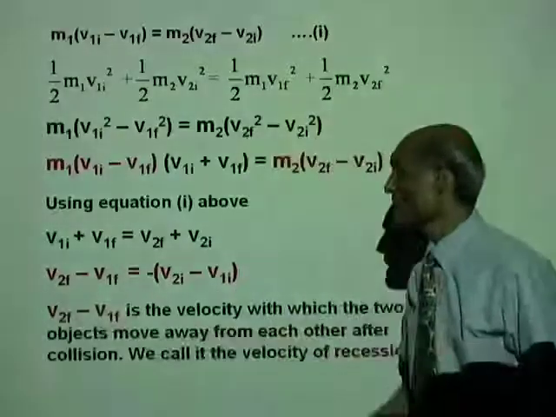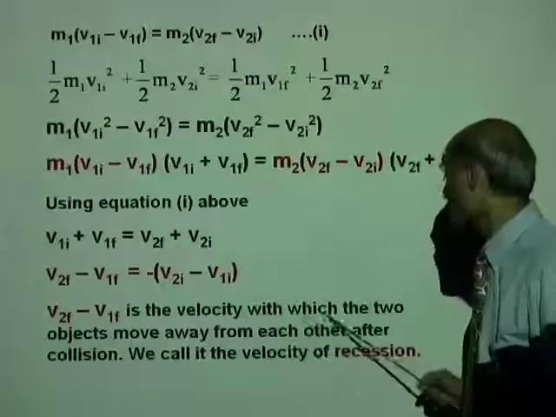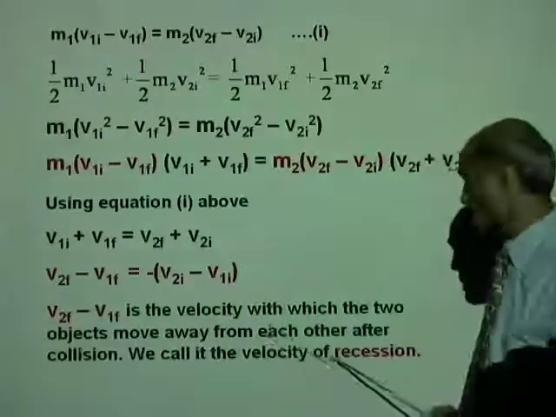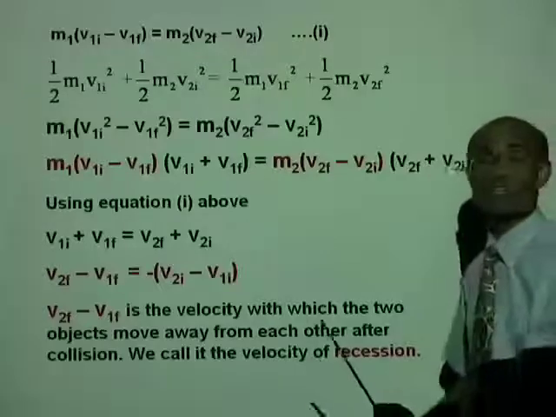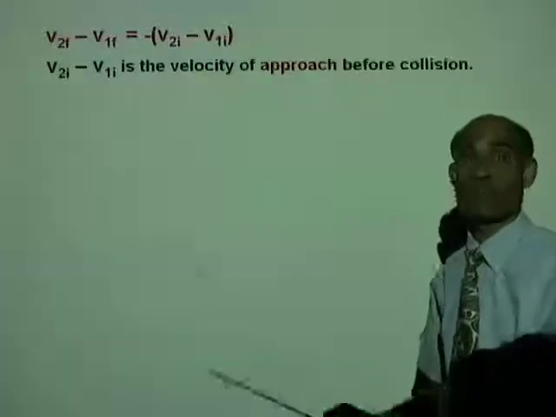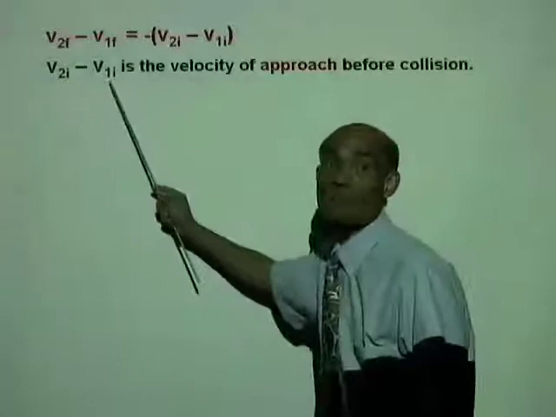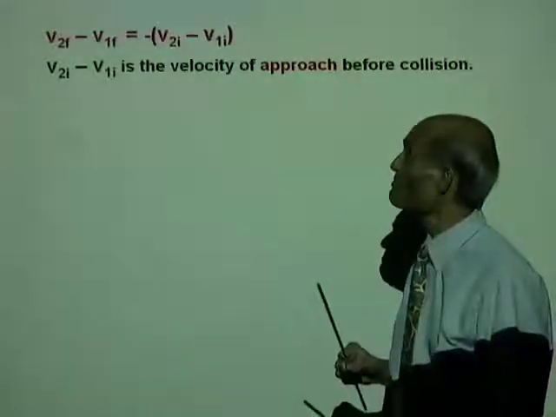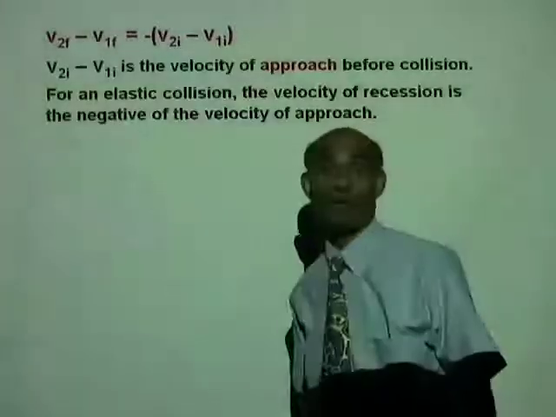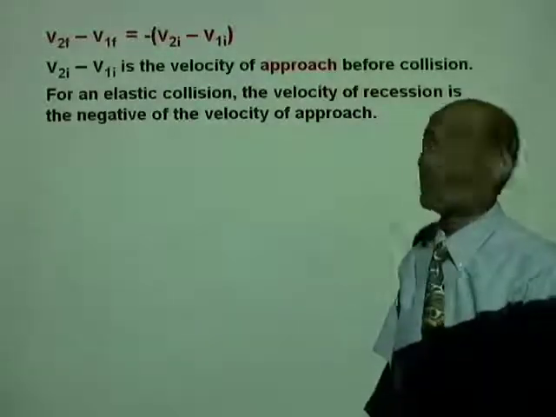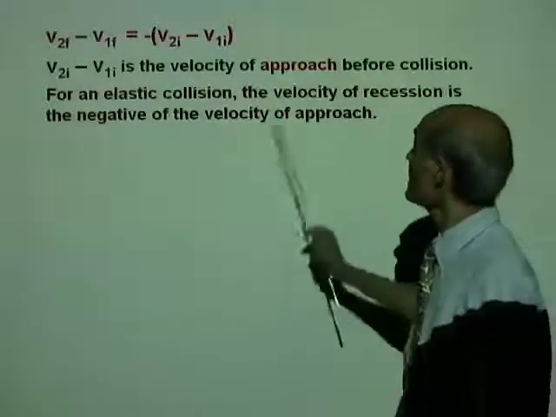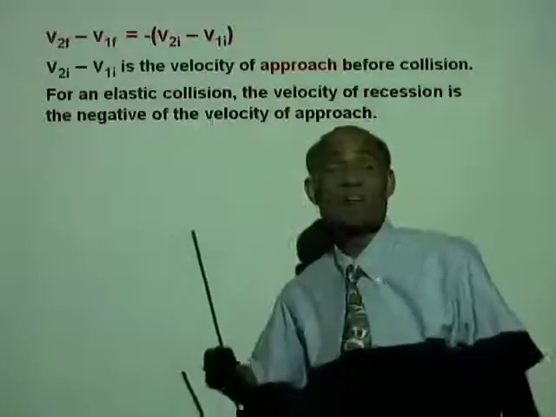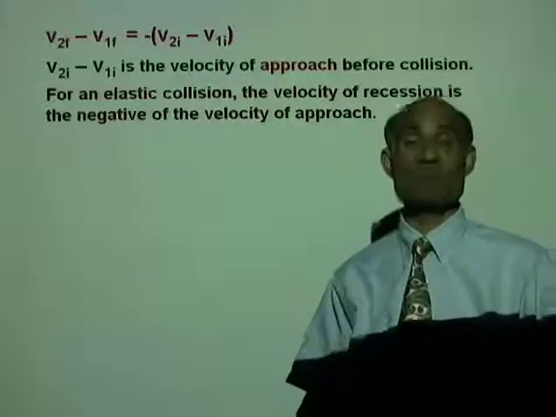So V2F minus V1F is the velocity with which the two objects move away from each other, and we call it the velocity of recession. And V2I minus V1I is the velocity of approach. Therefore, we make this statement: for an elastic collision, the velocity of recession is the negative of the velocity of approach.